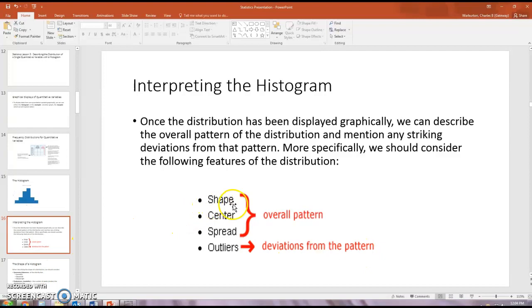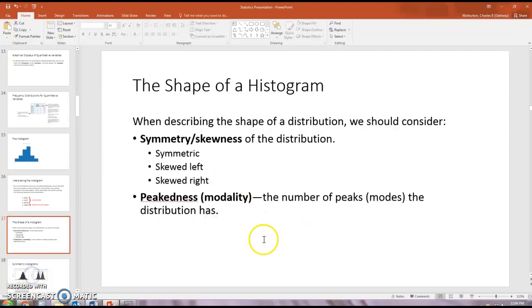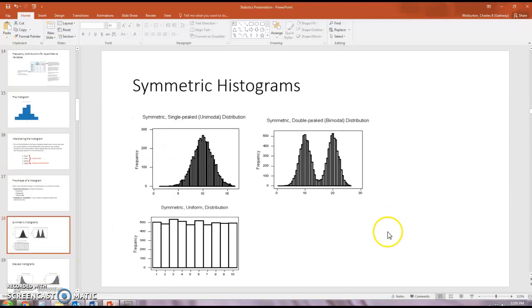So let's first take a look at the shape of the histogram. When we want to determine what shape the histogram takes, we're going to look at two things. We're going to look at whether or not it's symmetric or skewed, and we're also going to look at its modality, or its peakedness. A histogram can either be symmetric, skewed left, or skewed right. When we talk about the modality, that means the number of peaks the distribution has. Let's take a look at some examples of the shape of a distribution.